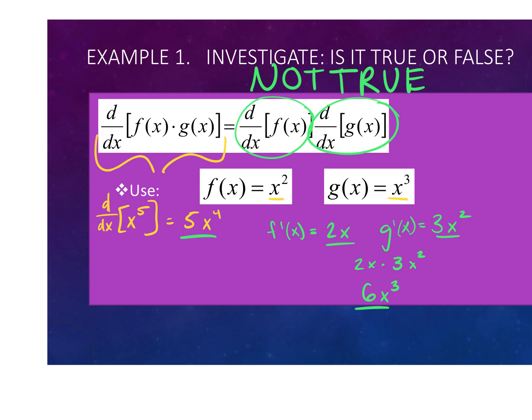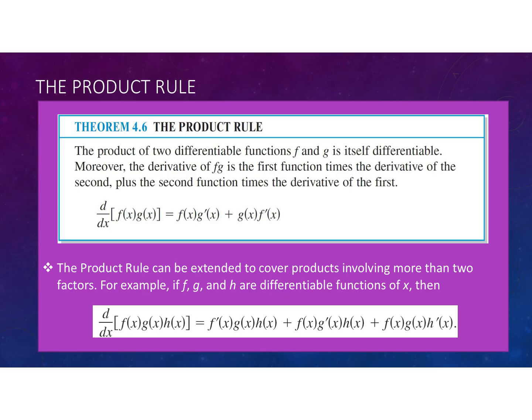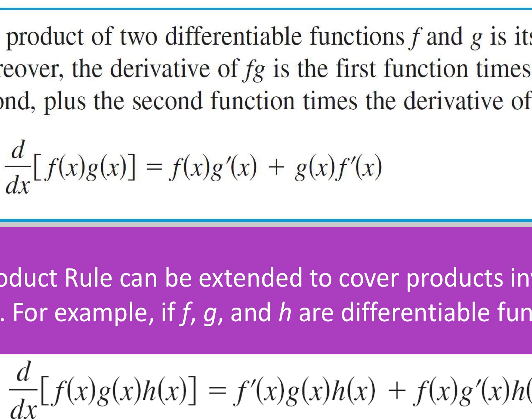So you can't just take the derivative separate and hope you get the same answer. It does not work this way. So when we have two terms that we're multiplying to each other, we use the product rule. So the product rule is we take the first term, multiply it by the derivative of the second, plus the second term times the derivative of the first. So if we have two functions that are being multiplied together, this is what we would do to take the derivative. The first times the derivative of the second, plus the second times the derivative of the first.